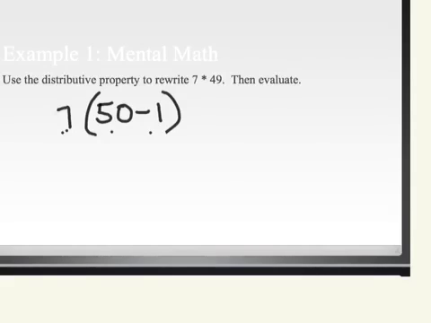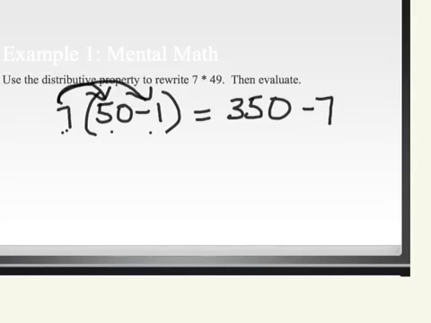So when I have 7 times 50 minus 1, I would do 7 times 50, which is 350, and then 7 times -1, which is -7. And then voila, it is much easier to subtract 350 minus 7 than to do all this tough math calculation. Maybe it is, maybe it isn't, but we just want to demonstrate this practice. So 350 minus 7 is 343.